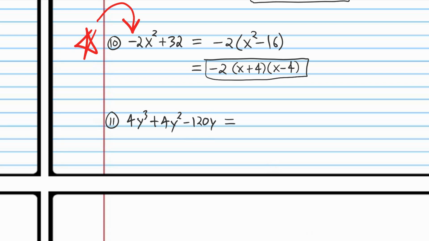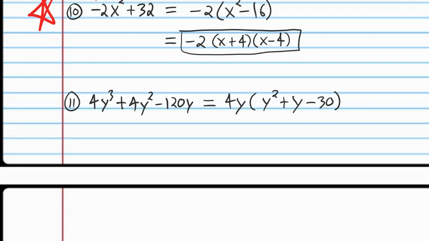All right, we're back. I'm going to factor out a 4y. And I think that should be negative 30. 4 times 30 is 120. So let me double check that, and it looks correct. All right, so now we have a quadratic expression left over.